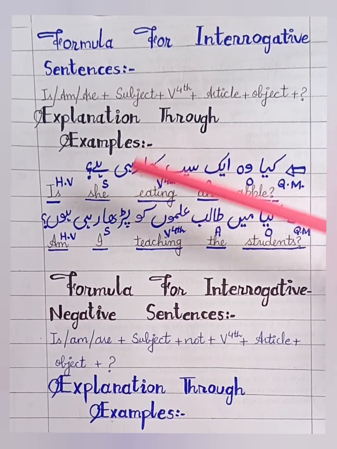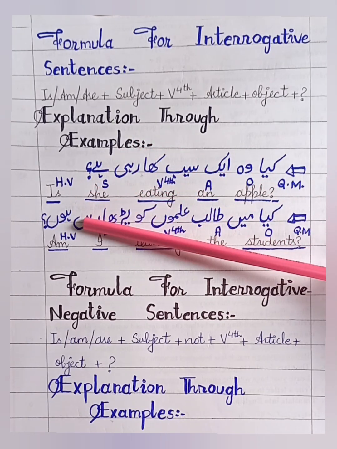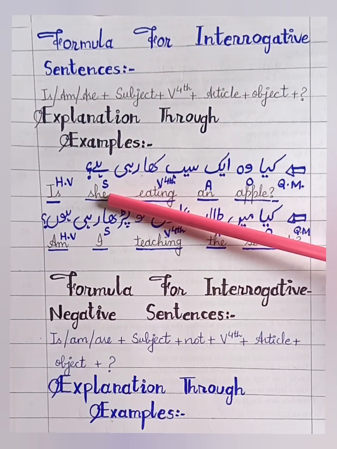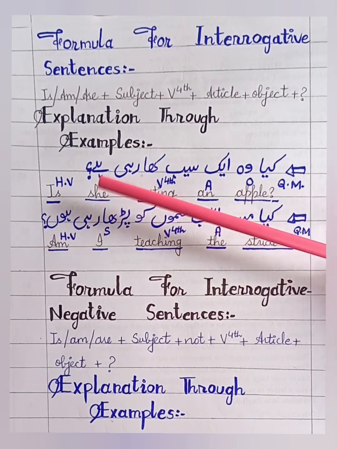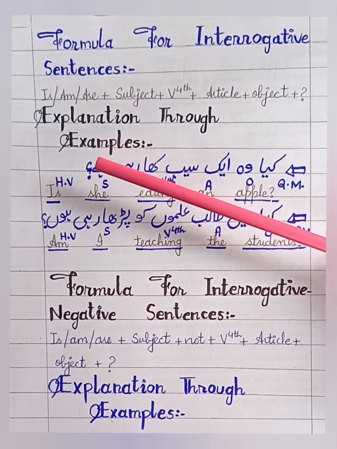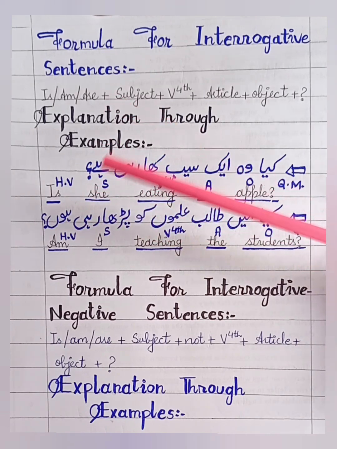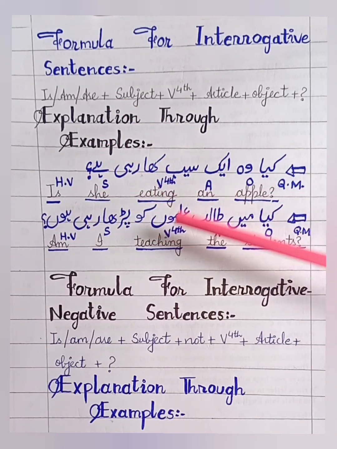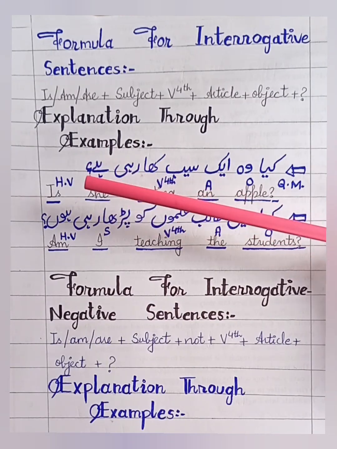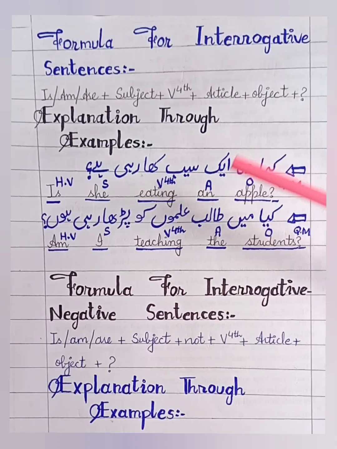क्या वो एक सेब खा रही है? Here a question is being asked. Is is the helping verb. She is the subject. In this case, we will use is in the beginning and then we will use she. I mean to say, she will take the place after the helping verb and is will take the place before the subject. Then we will use eating. Is she eating an apple? Is is the helping verb or auxiliary verb over here. She is the subject. Eating is the fourth form of verb in this case. An is the article. Apple is the object, and finally we will use a question mark.